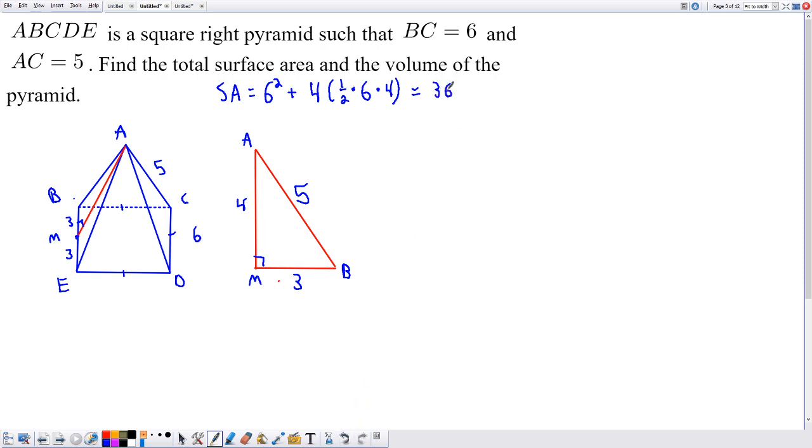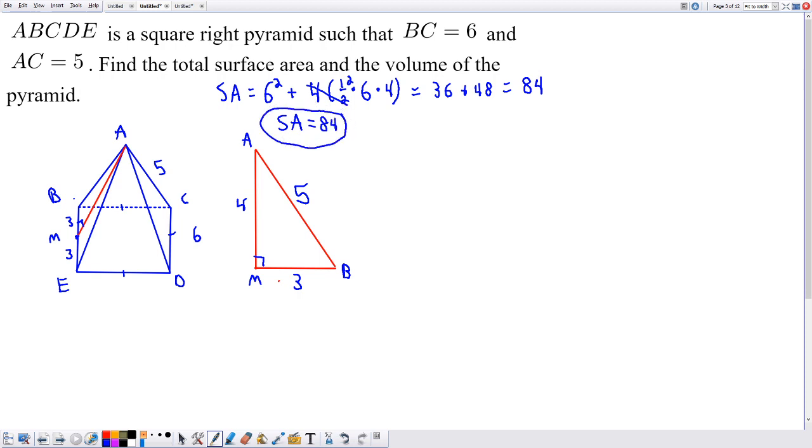Now, let's simplify. 6 squared is 36. Now, 4 times 1/2 is just 2. 2 times 6 is 12, times 4 is 48, which can be reduced to, well, 30 and 40 is 70, so it's 84. So our surface area is equal to 84.